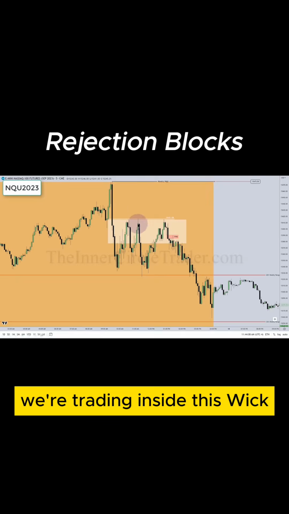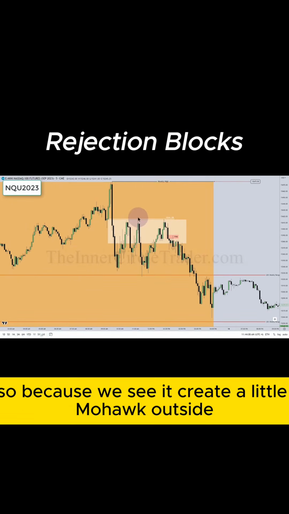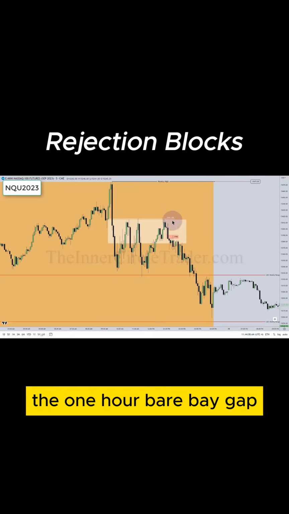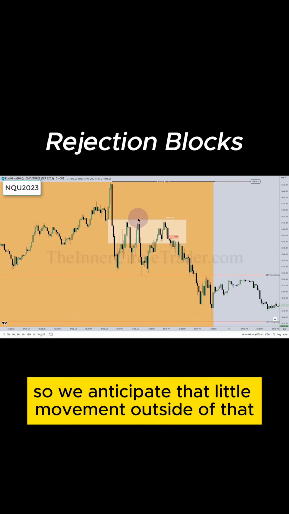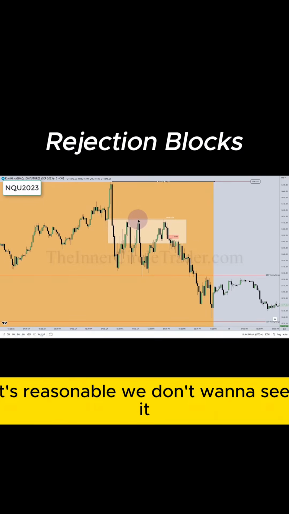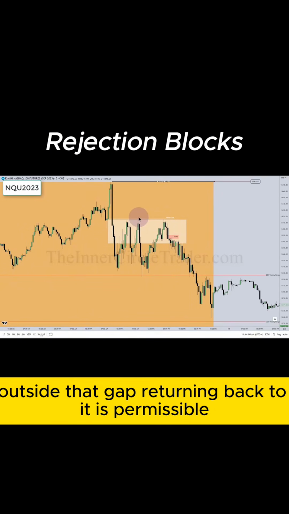We're trading inside this wick, which is what? A gap. So because we've seen it create a little mohawk outside the 1 hour fair value gap, it's also defined on that 1 hour bearish order block, the opening price. So we anticipate that little movement outside of that. It's reasonable. We don't want to see it, but if it happens, we're not freaking out. So since we created this little deviation outside that gap, returning back to it is permissible.